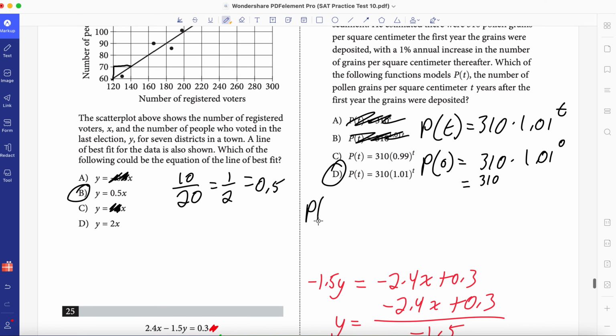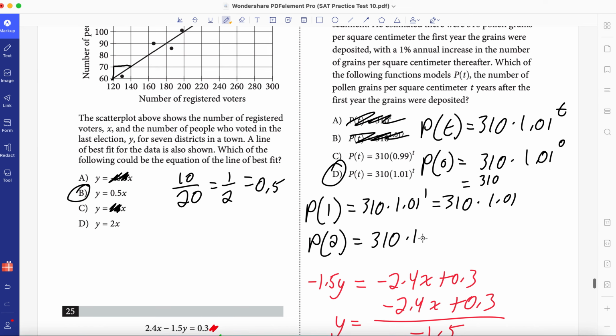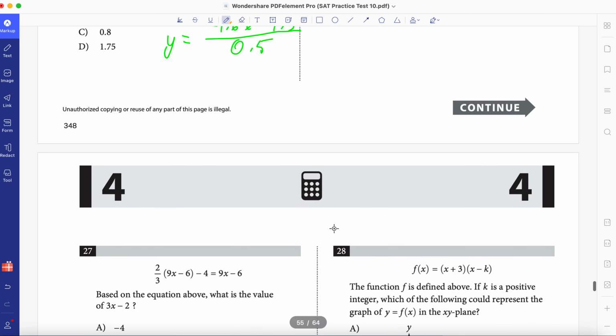And in the first year, we're going to have 310 times 1.01 to the first, which is just whatever this percentage is, 310 times 1.01. In the second year, we're going to have 310 times 1.01 squared, which is 310 times 1.01 times 1.01, which is the value from the year before. And then we multiply that by 1.01 because it's exponential. Each value builds off the value before it, and that is part of the intuition behind that.